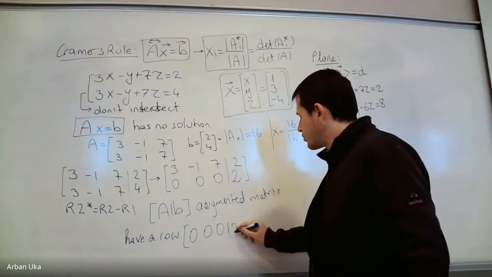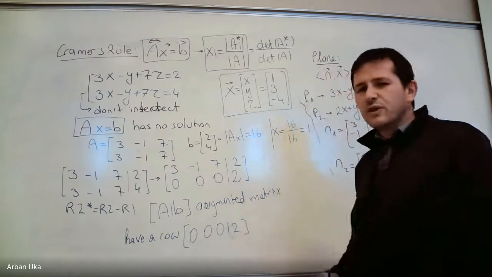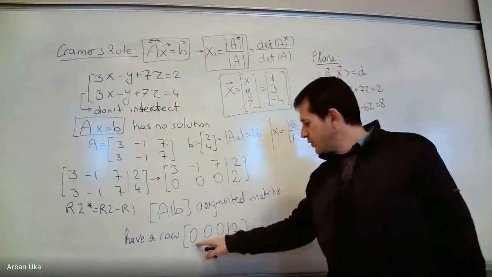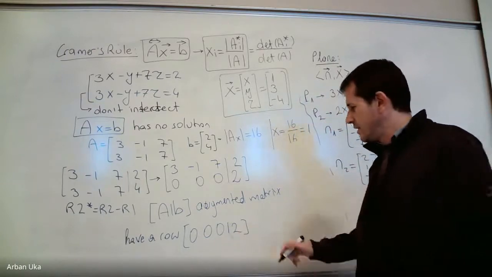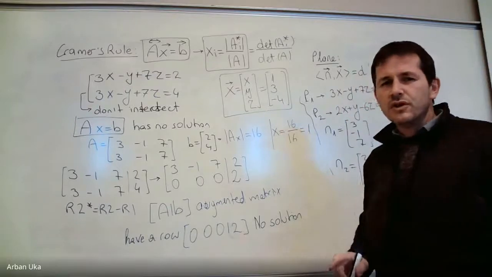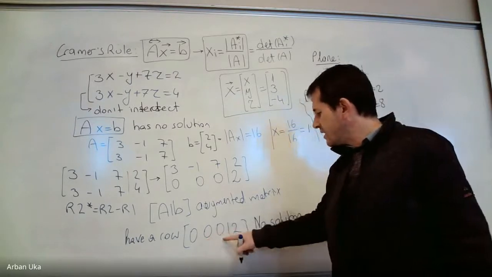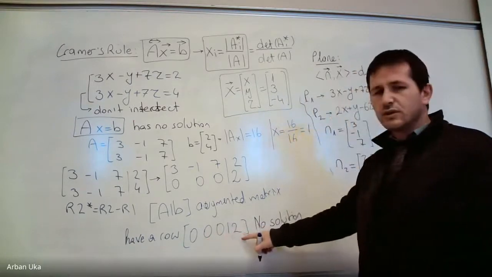So if you have a row that is full of zeros and you have one non-zero here, what do you say? We say that we have no solution. It doesn't have a meaning. 0 equals 2 doesn't work. There are no values x, y, and z such that you would get the 2.